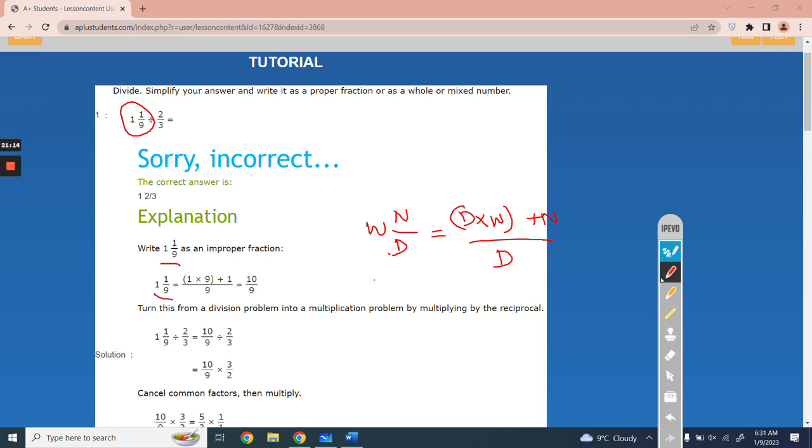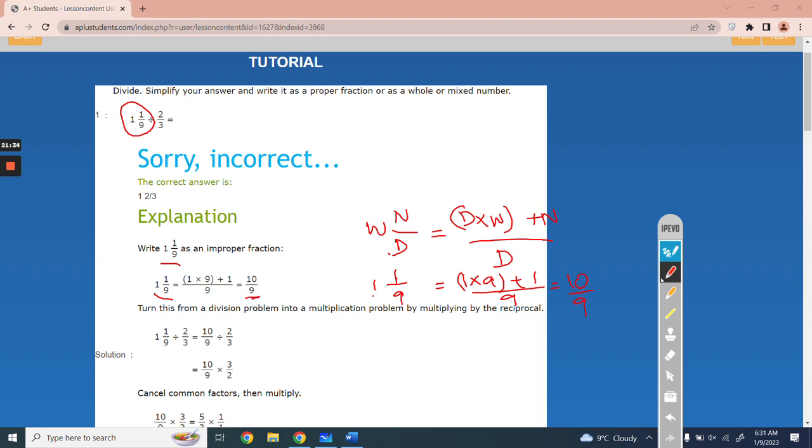Let's do 1 whole 1 over 9. Got it? You have to do 9 times 1, add the numerator, and the denominator is the same. It would be 9 times 1 is 9, and plus 1, 10 over 9. Got it? That's how you have to convert from mixed to improper fraction. So it would be 10 over 9.